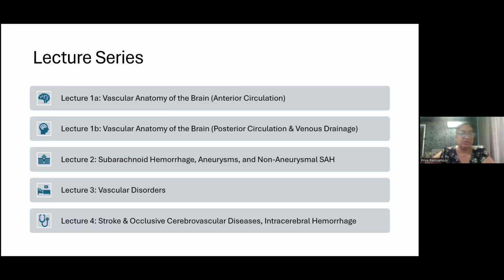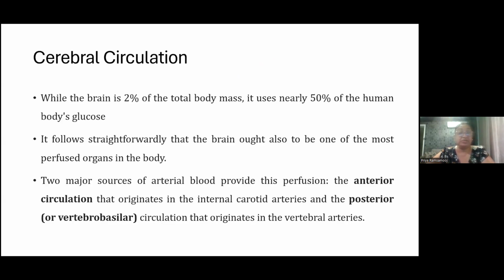So basically, this topic encompasses a lot. The topics, we tweak it a little bit, but the topics are basically vascular anatomy of the brain, and then touching on subarachnoid hemorrhages and aneurysms, vascular disorders, and then ultimately stroke and occlusive cerebrovascular diseases. So tonight to kick off, we'll be doing vascular anatomy of the brain, specifically anterior circulation. And then as of next week, we'd be doing posterior circulation and venous drainage.